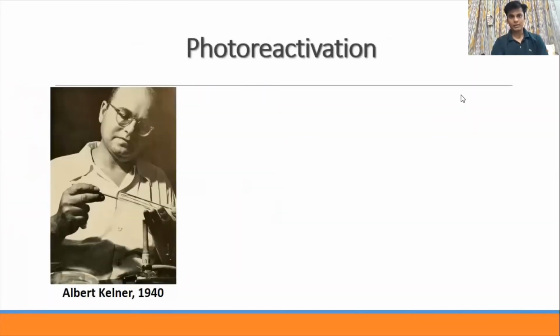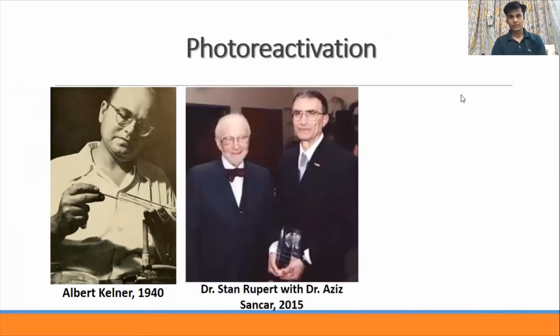In 1940, scientist Albert Kelner reported that UV-induced damage can be recovered by treating the cells with visible light. He termed this phenomenon photoreactivation. Later, Renato Dulbecco suggested that photoreactivation may be an enzymatic process dependent on light. Stan Rupert further proved that an enzyme was responsible for the repair mechanism and named the enzyme photolyase.